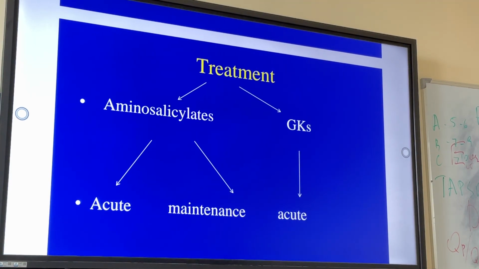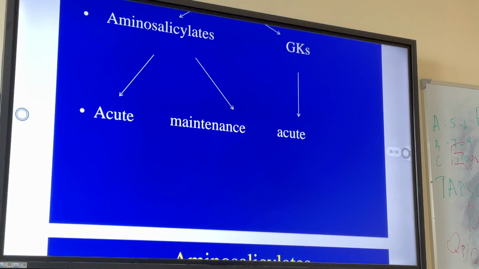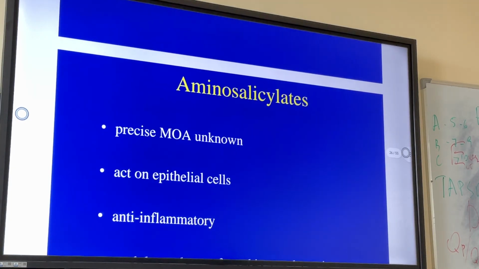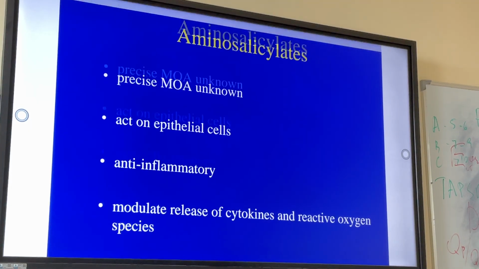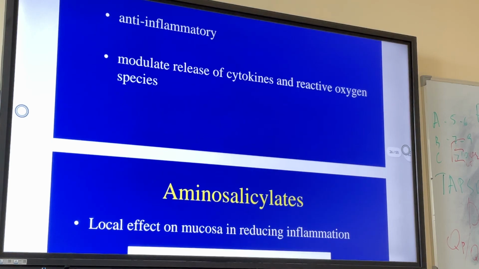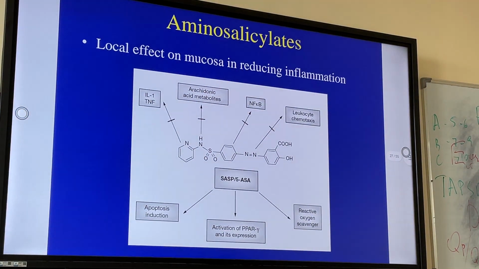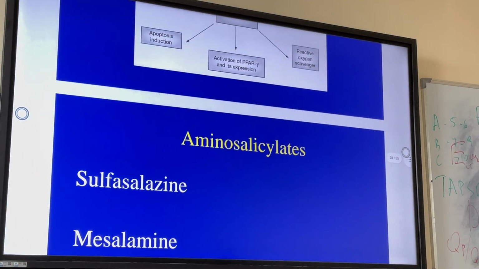Aminosalicylate may be used both for acute exacerbations and for maintenance therapy. Of course, by the moment you graduate, a lot of new medications and treatment options may be suggested. Anti-inflammatory, modern, the exact mode of action is unknown. Now look, these 5-ASAs, besides it, have a lot of other effects. Sulfasalazine.